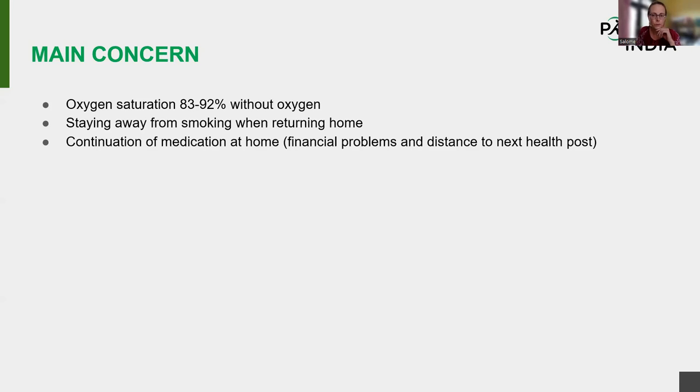Then another concern is, when she goes home in 2 days, will she be able to actually refrain from smoking? She knows all the advantages and is doing well without. But when she comes into the same setting at home, what will happen? And then also the continuation of medication at home because of their financial problems, and also the distance to the next health post. And another point which I haven't put here is also that her bladder is very small.